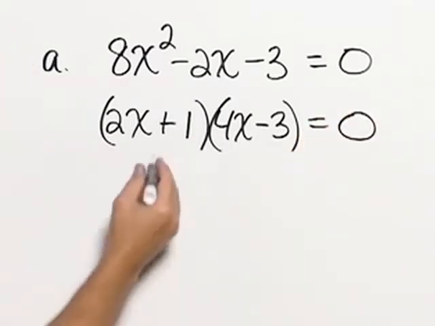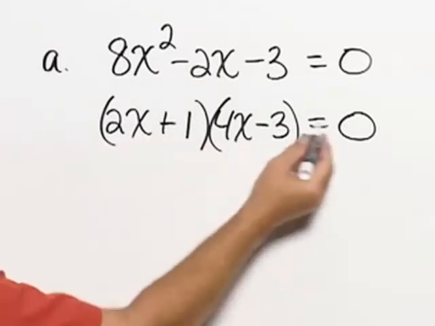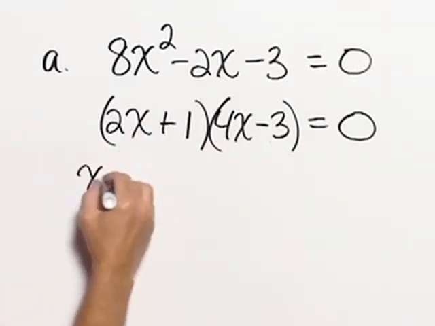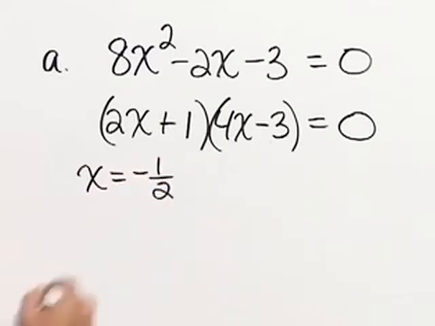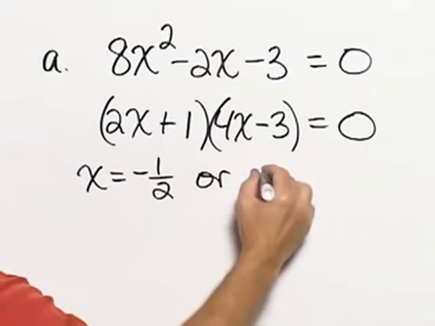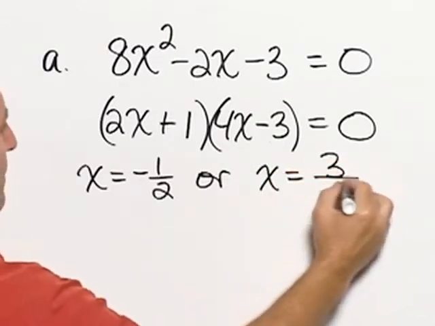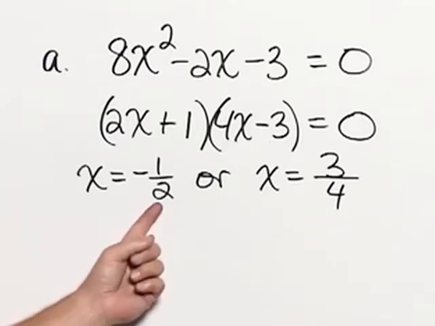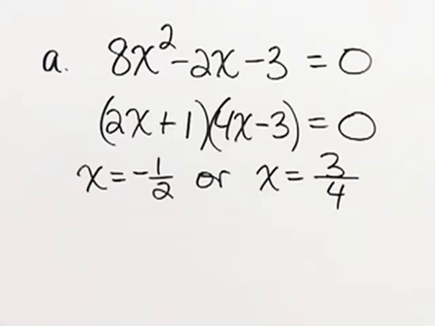In this case, we know that each one of these is set equal to 0, and here we would get the result x equals negative 1/2. Or, in this case, we get x equals positive 3/4. So there's our solutions, negative 1/2, positive 3/4.